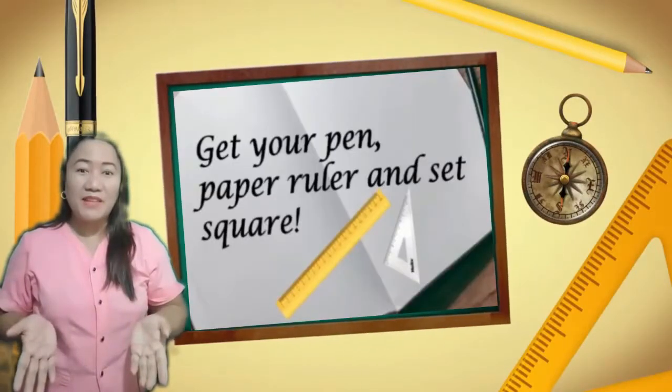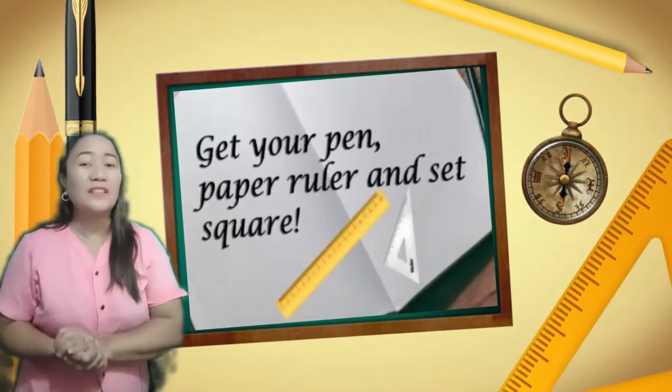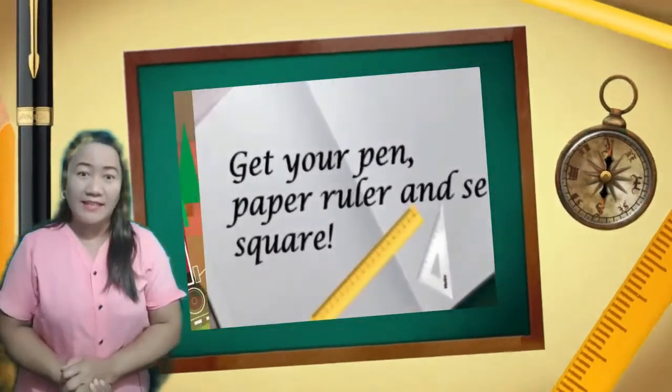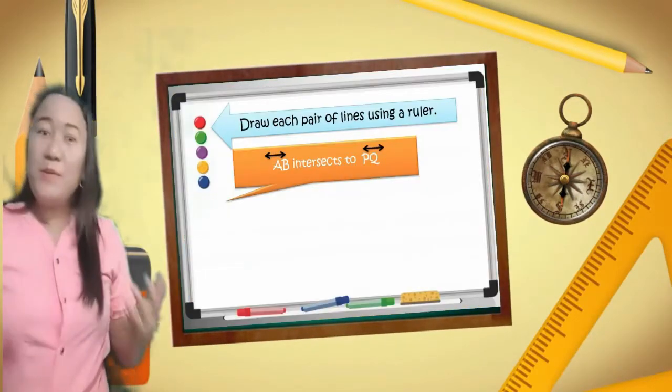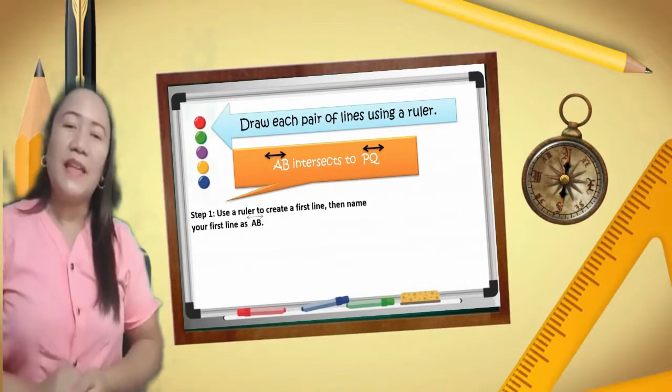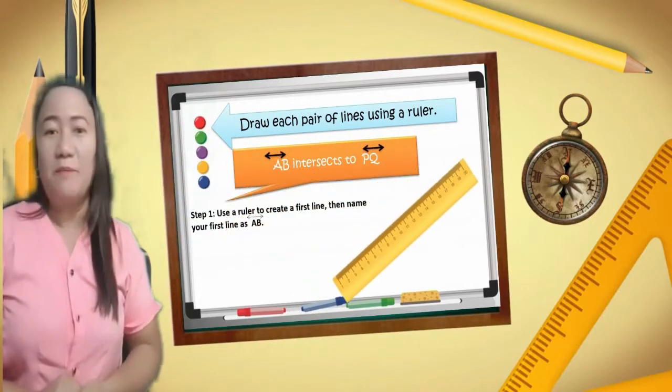Now this time, get ready with your pen and paper because I will teach you how to draw the different kinds of lines using ruler and set square. Ready? Number 1, let us try to draw line AB intersect line PQ.